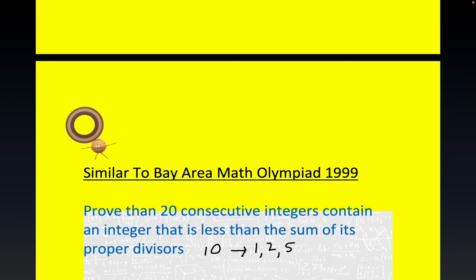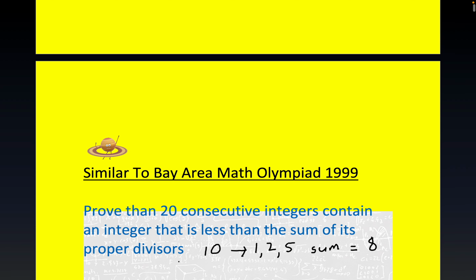Okay, so we're trying to prove that among 20 consecutive integers, there's going to be an integer in there that's less than the sum of its proper divisors. Now, 10 is greater than the sum of its proper divisors. If you take the sum here, the sum is 8, and that sum is less than 10. But we're looking for a number that's the other way around, where the sum is actually greater than the integer itself.